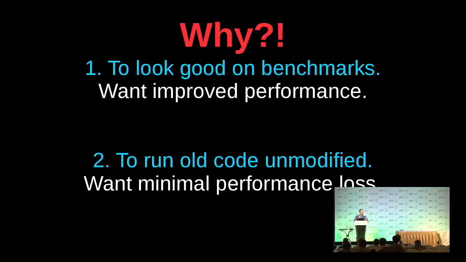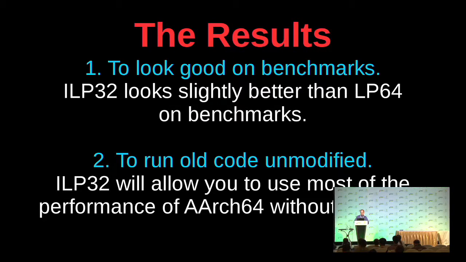So, in terms of the original questions that were asked, why? Two groups. One's trying to look good on benchmarks. The other is trying to run old code unmodified. I would say that to those that want to look good on benchmarks, ILP32 looks slightly better than LP64 on benchmarks. When we did some fairly informal tests with LAMP stack and some other pieces, we found fairly consistent performance across the two. There wasn't significant lift, but there wasn't significant degradation either.